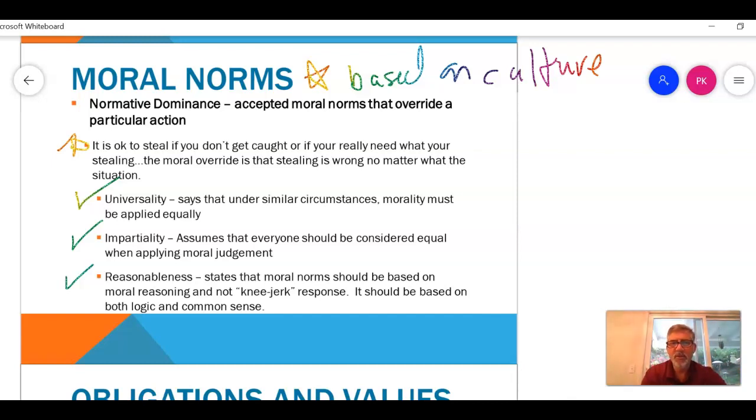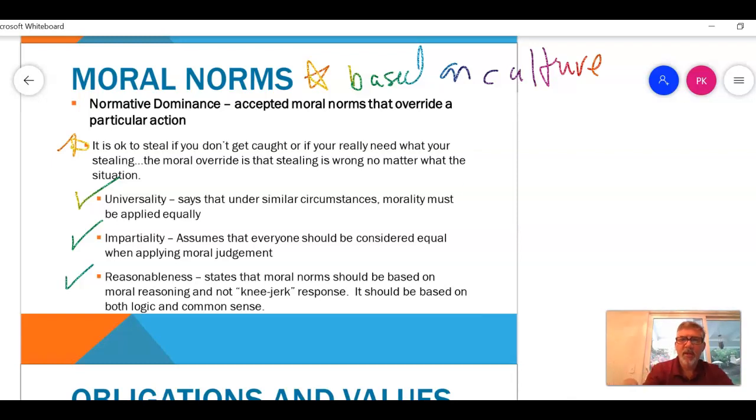Impartiality assumes that everyone should be considered equal in applying moral judgment. It doesn't always happen in our society like that. And reasonableness states that norms should be based on moral reasoning, not knee-jerk response. So reasonableness says we should look at a deontological point of view. Is it right or is it wrong? And then we set guidelines to that.